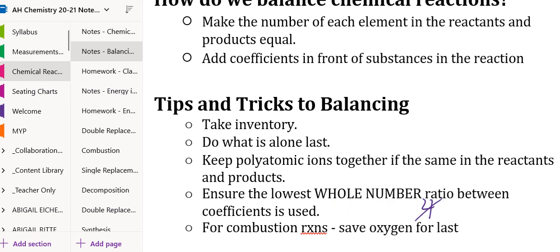And then combustion reactions, save oxygen for last. And we'll talk about why. It goes back to that second trick, where you save things for last that are alone. And also, because we have oxygen in the reactants all by itself, it's the easiest. And it's in both of our products.